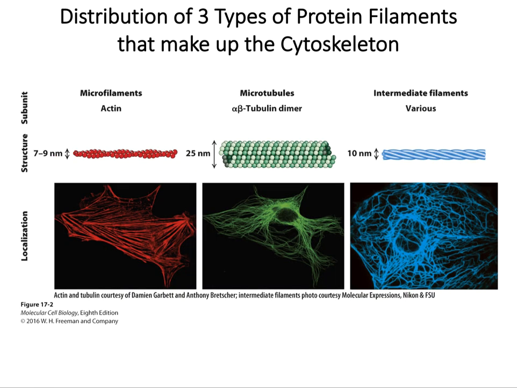So each filament type can be labeled with specific fluorescent antibodies that are visible with a fluorescence microscope, or immunofluorescence microscopy.